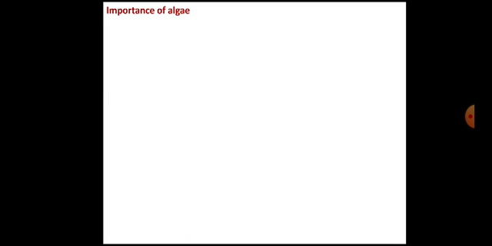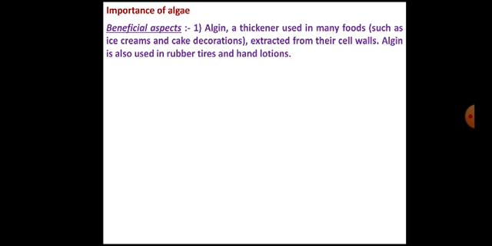Now, the importance of algae. Algae are very important biological things which are associated with several benefits. For example, from algae we obtain a thickener called algin. Algin is used as a thickener in many foods such as ice creams and cake decorations. That means it is a jelly-like substance which gives structural integrity to preparations like ice cream and cake decoration.